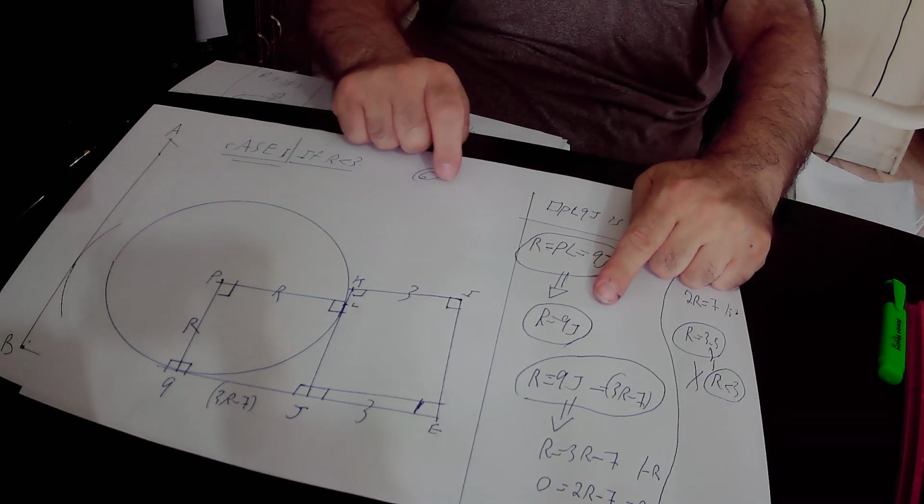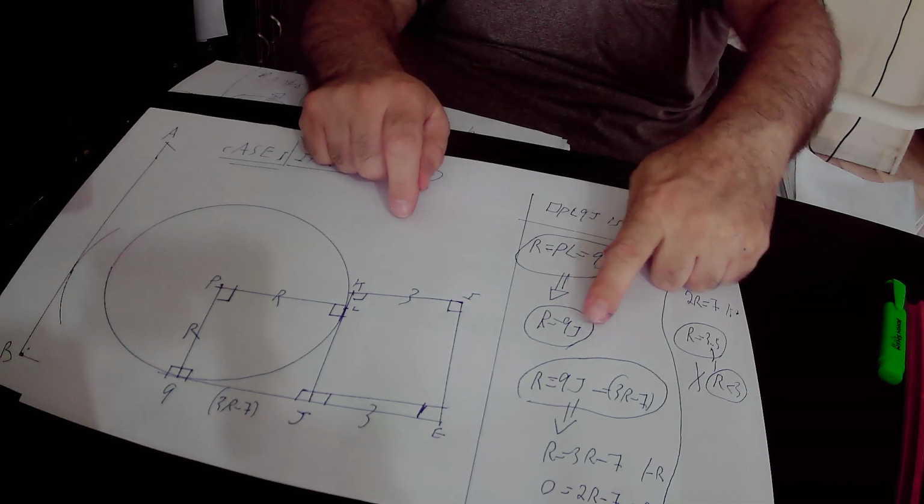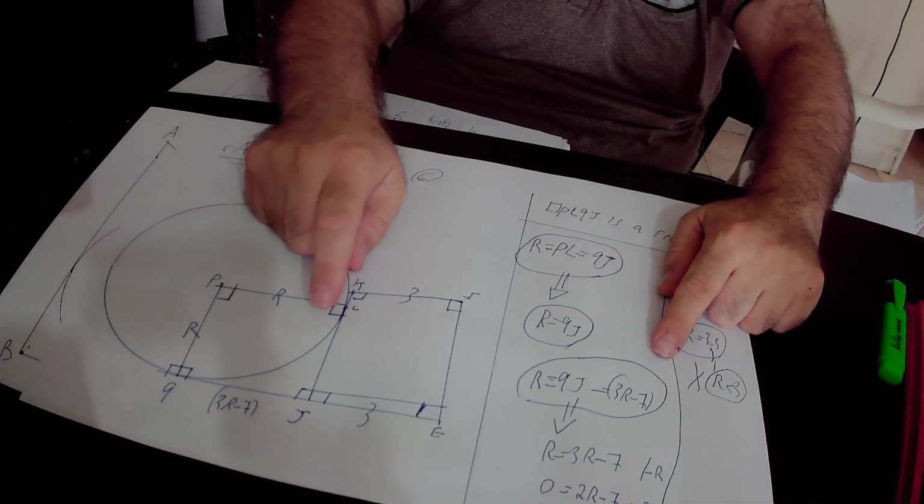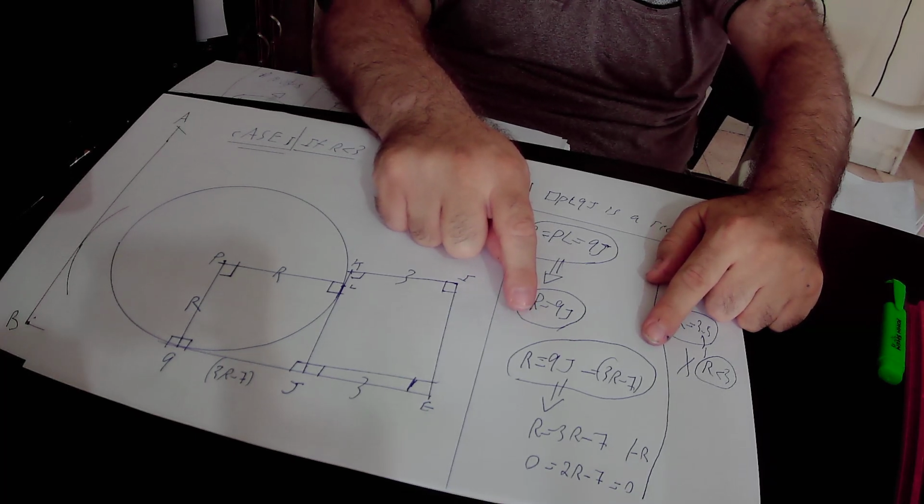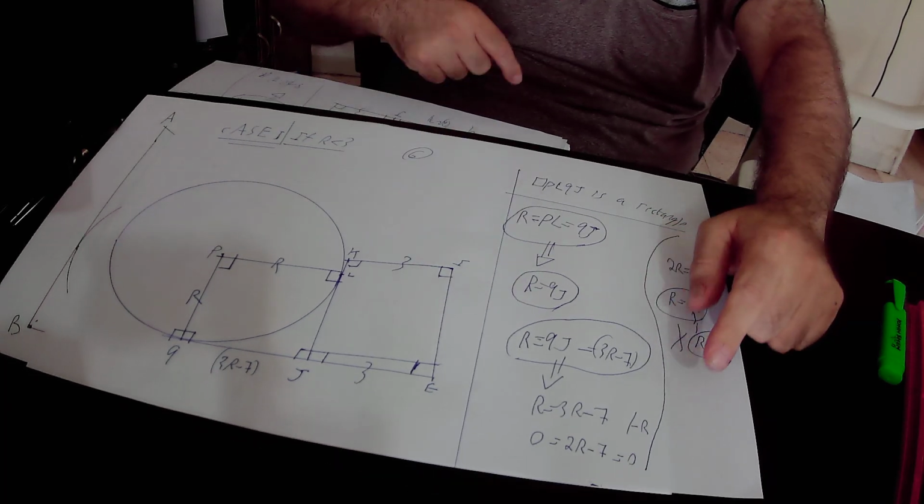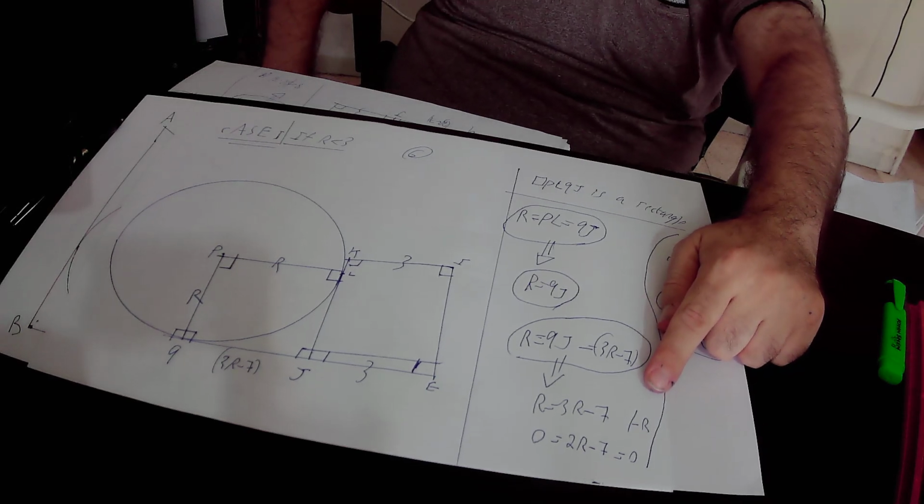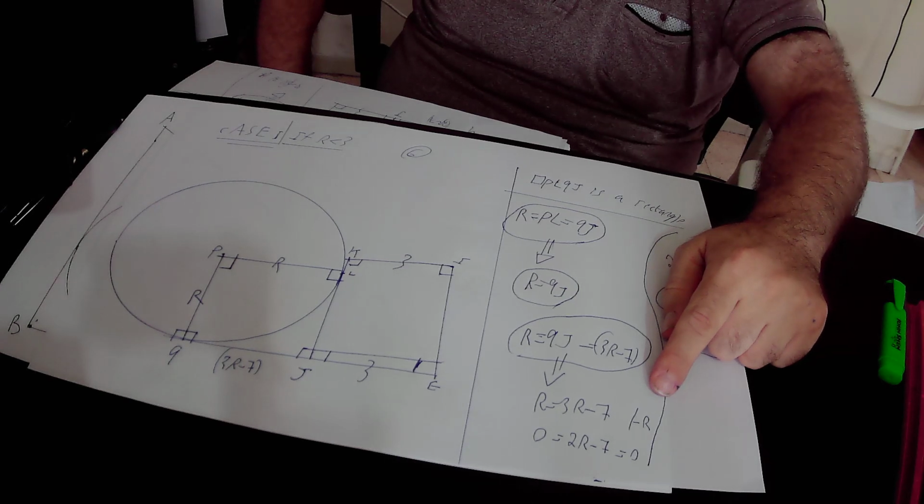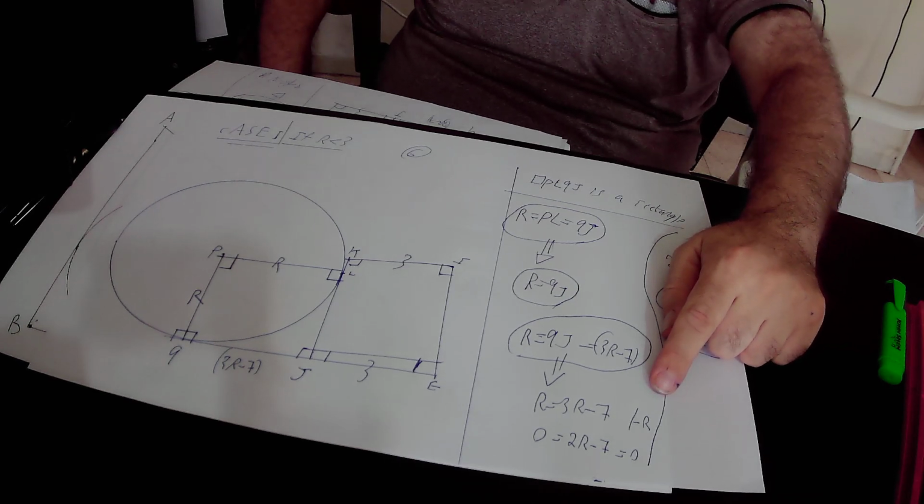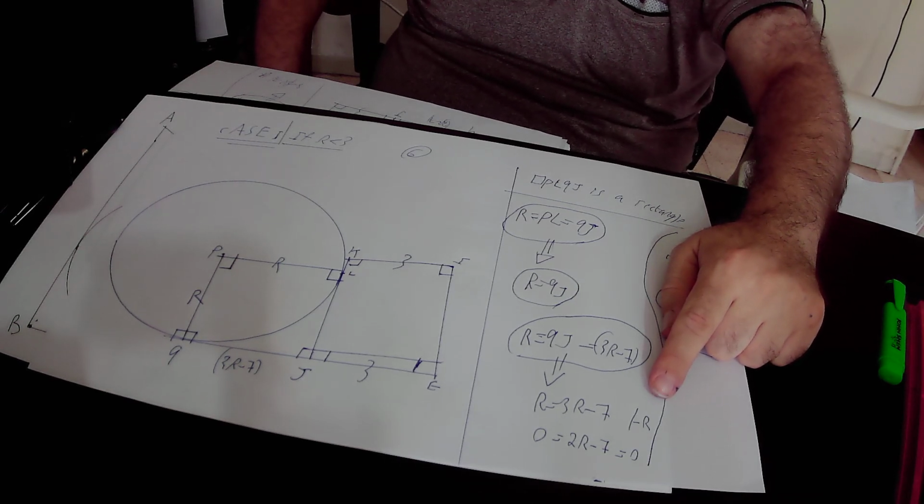QJ equals R. So from one side, QJ equals R. From the other side, QJ equals 3R minus 7. And from this equation, R equals QJ equals 3R minus 7, we derive that R equals 3R minus 7. We subtracted R from this equation and found out that R minus R is 0 and 3R minus R is 2R. So in conclusion, we found out that 0 equals 2R minus 7.